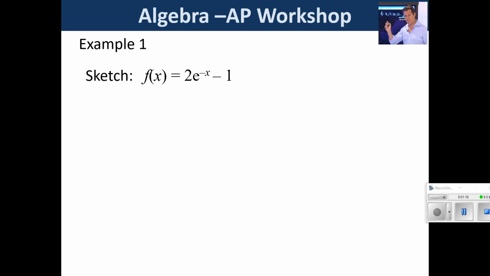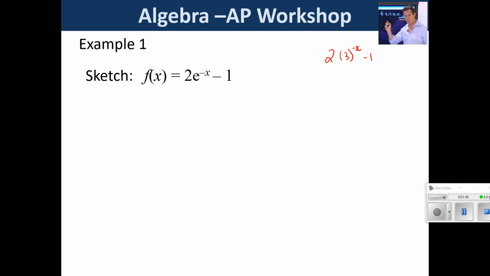So the first graph we're looking at: sketch f of x equals 2 times e to the negative x, minus 1. This is quite similar to what we could be asked in core mathematics. We could be asked, for example, to draw 2 times 3 to the power of minus x, minus 1. Think of it like that.